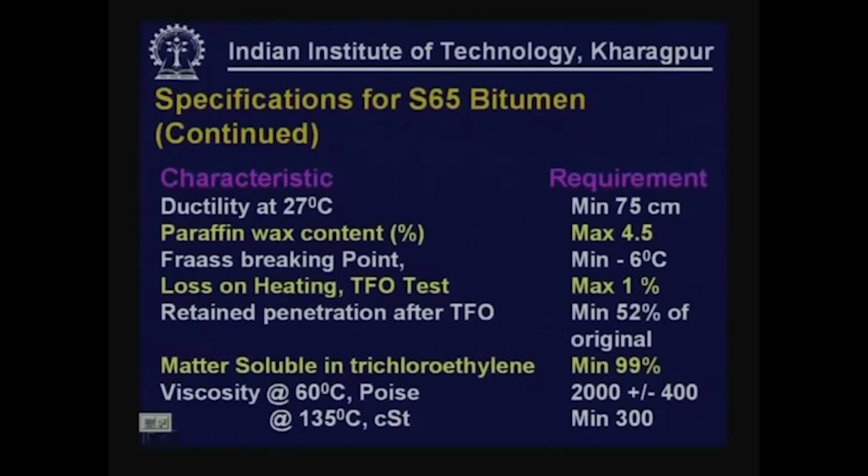Again coming back to the purity, matter soluble in trichloroethylene should be a minimum of 99%. Viscosity at 60 degree centigrade expressed in poise should be 2000 plus minus 400, and viscosity measured at 135 degree centigrade in centistoke should be a minimum of 300.